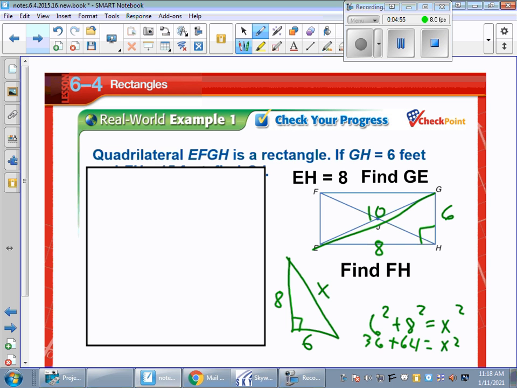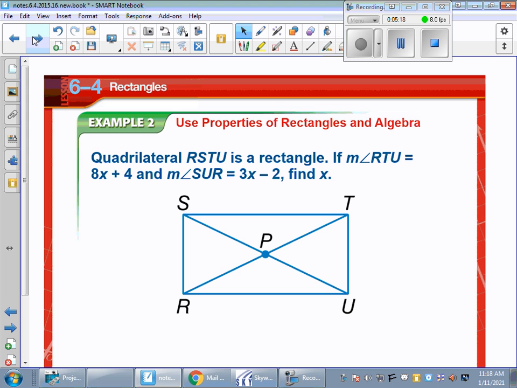That's GE. Second part of the question says to find FH. So to find FH, that's the exact same thing, 10. What if they asked you to find JH? JH would be half of that, so that would give us a value of 5. So just trying to give you multiple different options of how to solve and different things that they would ask as you progress through.